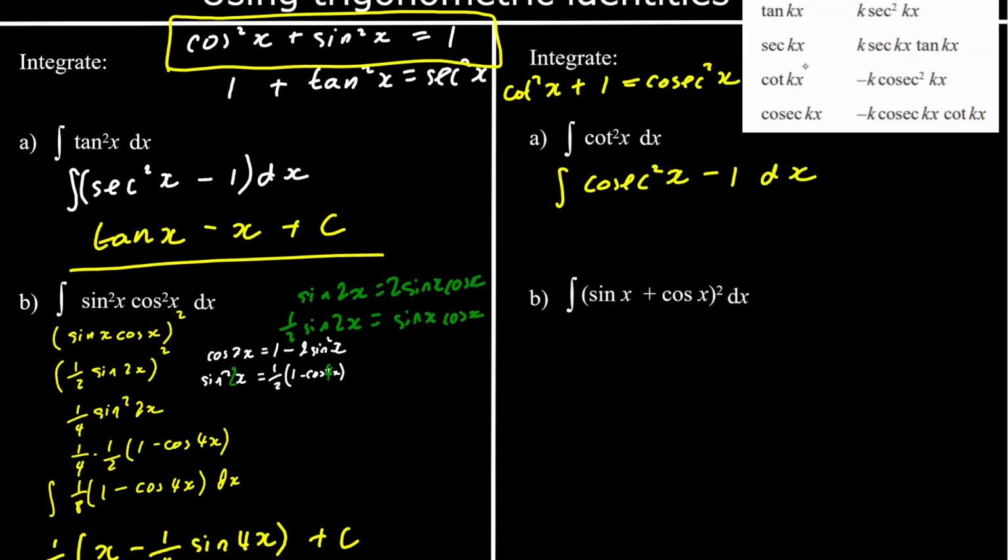Cosec squared x integrates to give a negative cot, so it's negative cot x. 1 integrates to give x, and plus c.